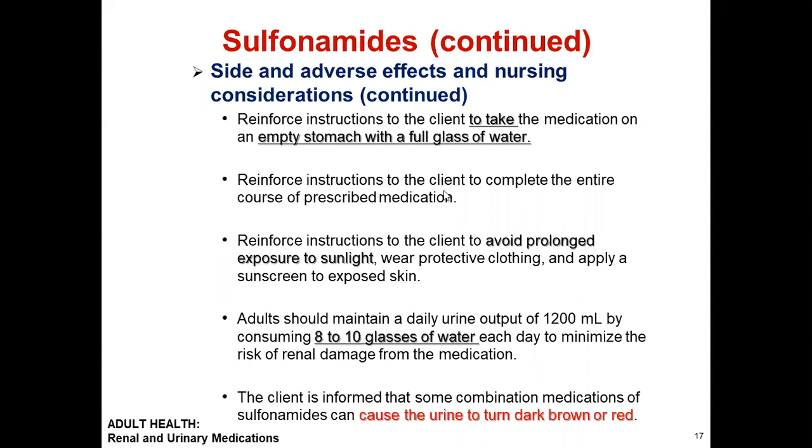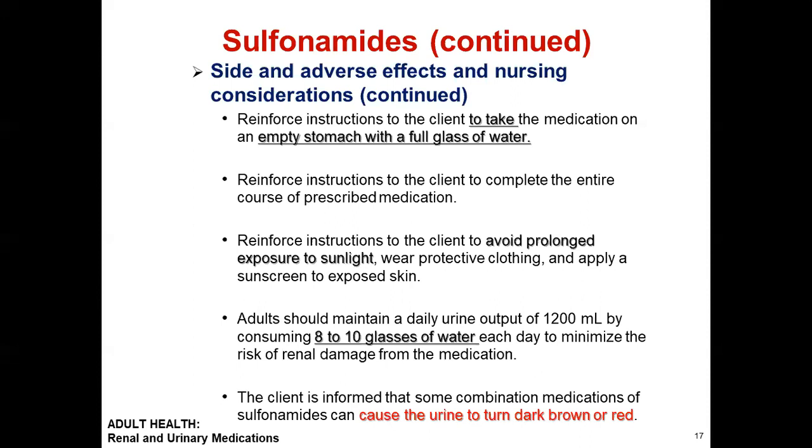Reinforce instruction to the client to complete the entire course of prescribed medication. Also re-educate the client to avoid prolonged exposure to sunlight. As I told you, it can cause photosensitivity. Better to wear sun protection lotion and also protective clothing. Adults should maintain a daily urine output of at least 1200 ml by consuming 8 to 10 glasses of water every day. So they minimize the risks of renal damage, and also minimize the chance of developing crystalluria.